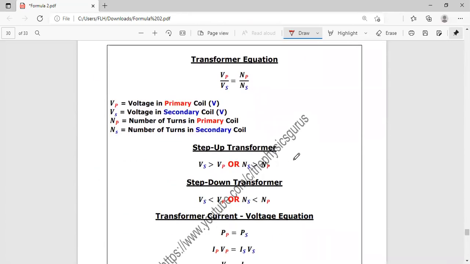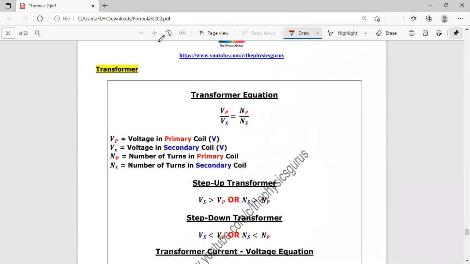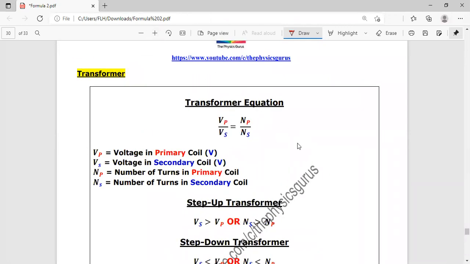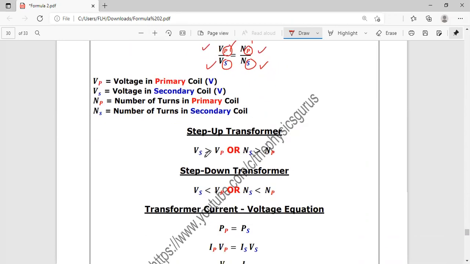Then the transformer equation formula is there: Vp over Vs is equal to Np over Ns. In order to learn this formula, always write P in front of P, always write S in front of S, then there will be no confusion. In a step-up transformer, the secondary voltage is higher than the primary voltage, or the number of turns in the secondary coil is higher than the number of turns in the primary coil. And in a step-down transformer, the secondary voltage is less than the primary voltage, or the number of turns in the secondary coil will be less than the number of turns in the primary coil.